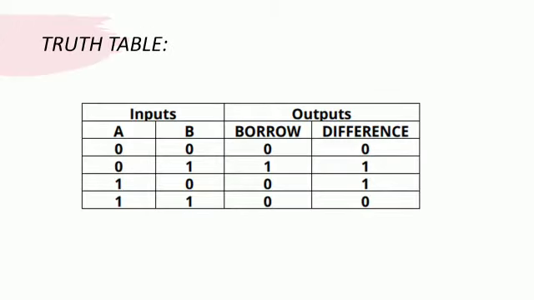and this is the truth table for half subtractor. That is, if you give input as 0 and 0, then the output will be 0 and 0, and if you give input as 0 and 1, then the borrow will be 1 and the difference will be 1. Likewise we have to check for all.